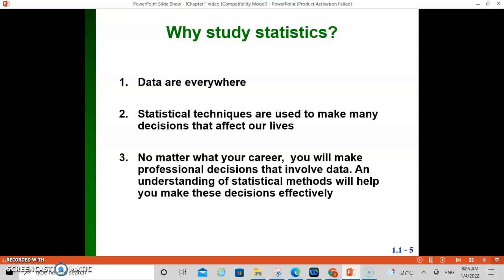For example, nowadays, when you open the news, you can see all the COVID cases. They can put those case numbers into a pie graph or a bar graph, or they can show you the numbers: how many affected, how many infections, the vaccine rate, those kinds of things. So you can learn now the importance of statistics. No matter what your career, you will make professional decisions that involve data, right? Not only in math, if you go anywhere, you have to study statistics.